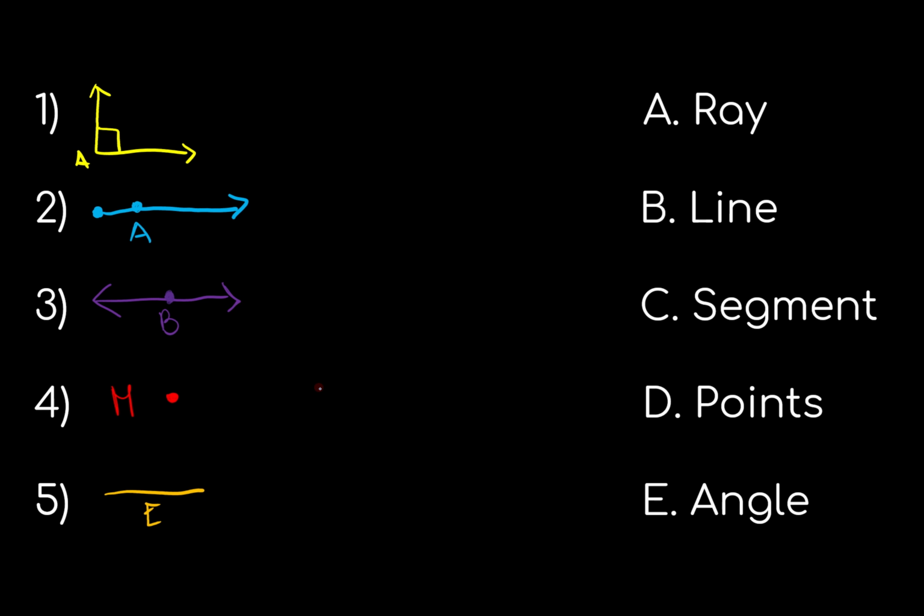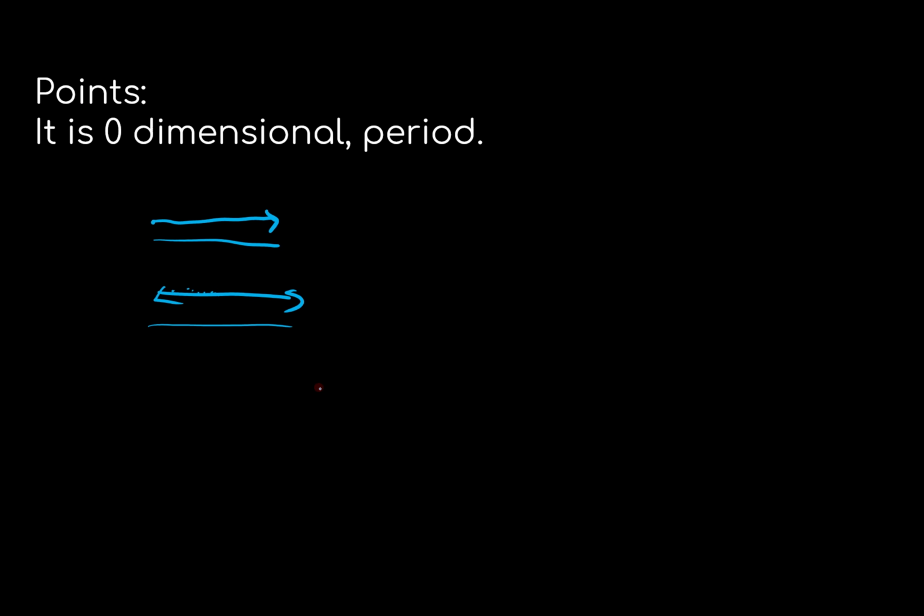Now let's go to a segment. What is a segment? So let me just erase this. A segment is like this: a point right here and a point right there. That is a segment. So two points can create a segment. This is a line segment.